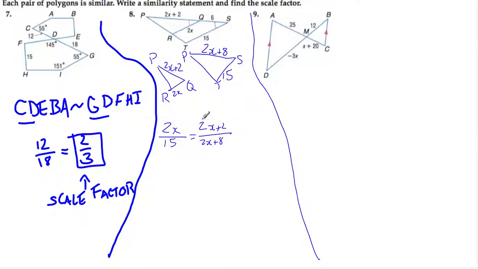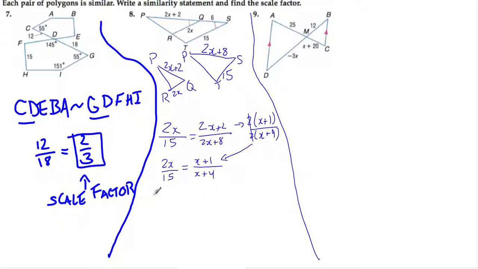Actually, what I can do, if you notice, 2, 2, 2, 8, this second fraction, all these terms have a common factor of 2, so I can actually reduce that. So I get 2x over 15 is equal to x plus 1 over x plus 4. And the reason for that, again, I factor out a 2 from the first, I factor out a 2 from the denominator, and you can see that these 2's cancel out, and it leaves me with this.